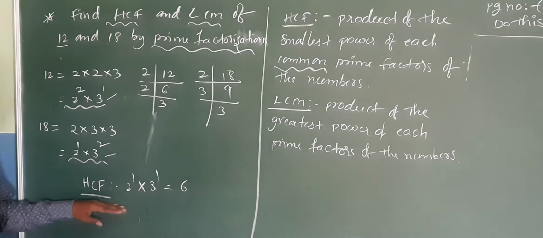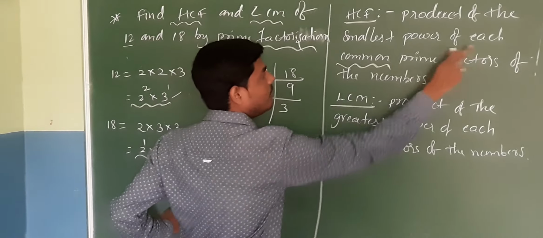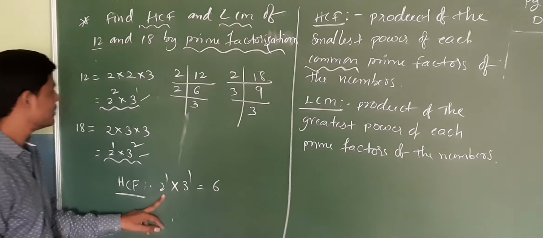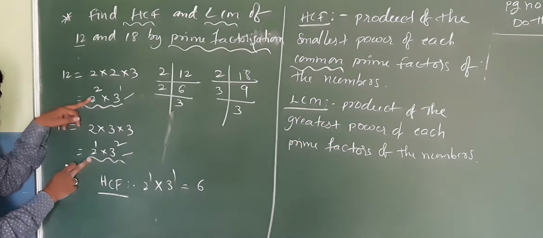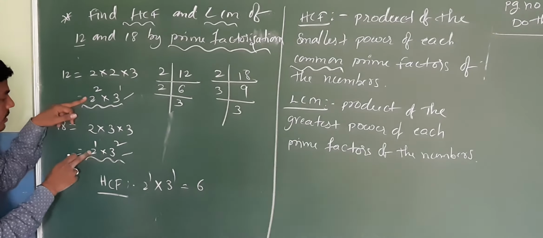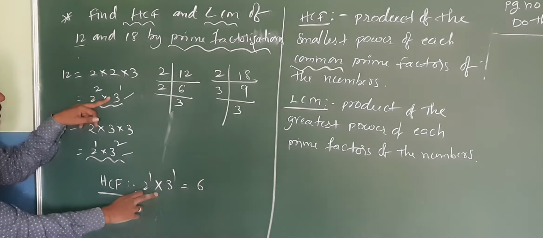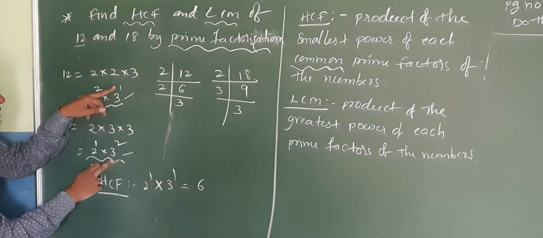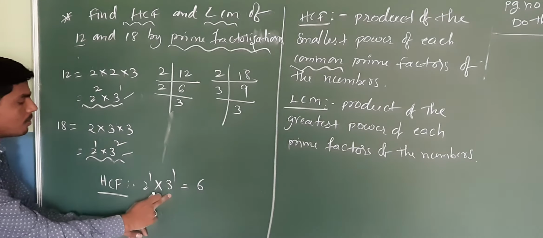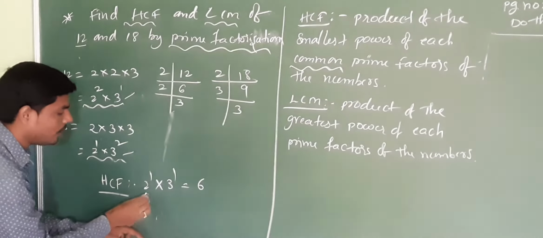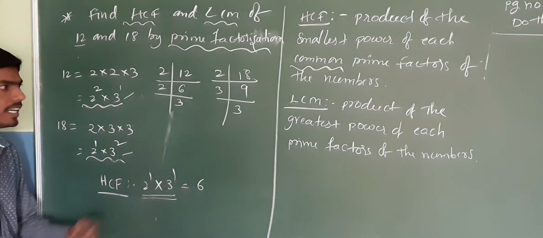Children, HCF is the smallest power of each common prime factor. 2 is a common factor and the smaller power is 2 power 1, so we take that. Now observe 3: 3 power 1 or 3 power 2, 3 power 1 is smaller, that also we take. Now 2 into 3 is equal to 6. If you keep it like this, you will get it correct. So next, find LCM.